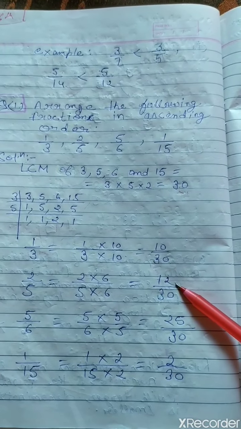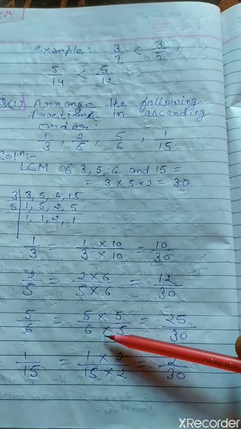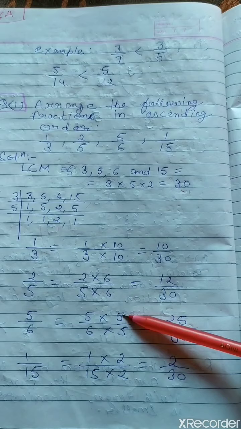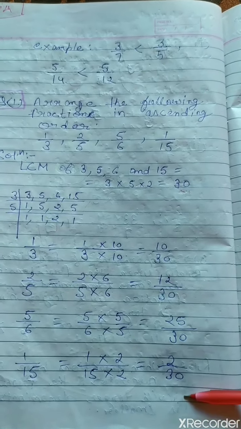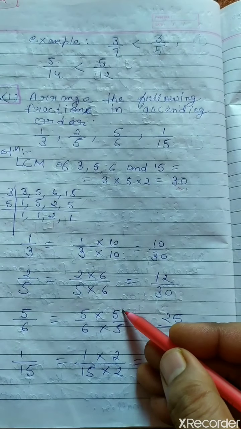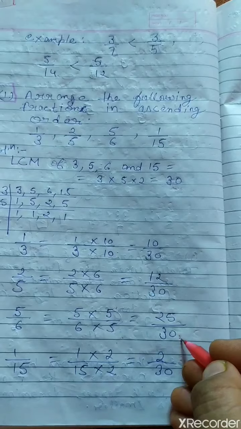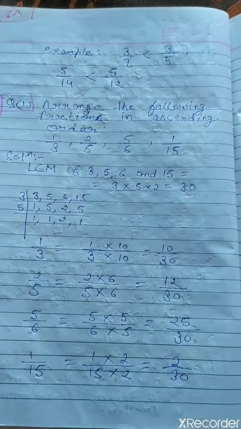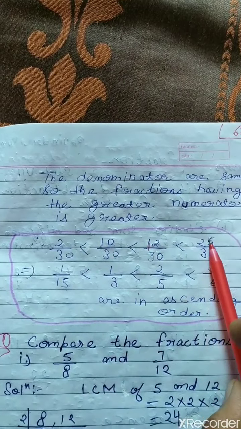2 into 6 is 12. Here 5 by 6. So here 6 into 5 is 30. Upside also 5 into 5 is 25. So this way you can convert into like fractions by multiplying the numerator and denominator by the same number, so that the denominator will come 30, that is the LCM. Then you will compare like this, now you can say which is greater or smaller.